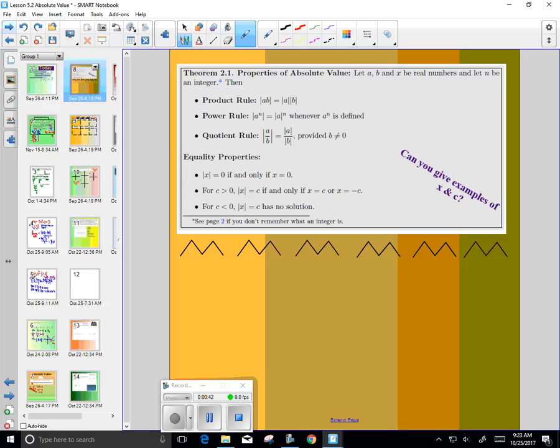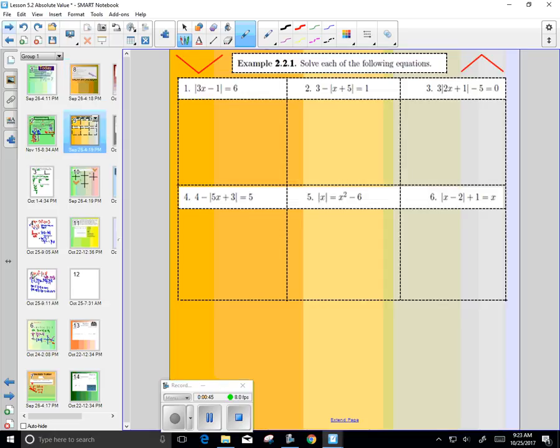Here's a few properties. But let's look at some actual solving. So would everybody go to this yellow slide? Absolute value of 3x minus 1 equals 6. The way I like to start these is isolate the absolute values by themselves. So like this one, 3 minus 1 equals the absolute value of x plus 5. I move the absolute value to this side, and now we get absolute value of x plus 5 equals 2. Same thing here. 3 times absolute value of 2x plus 1 equals 5, so absolute value of 2x plus 1 equals 5/3.